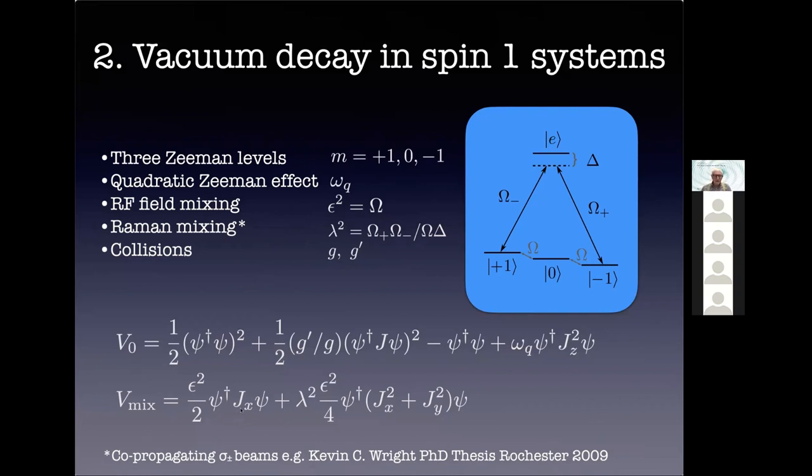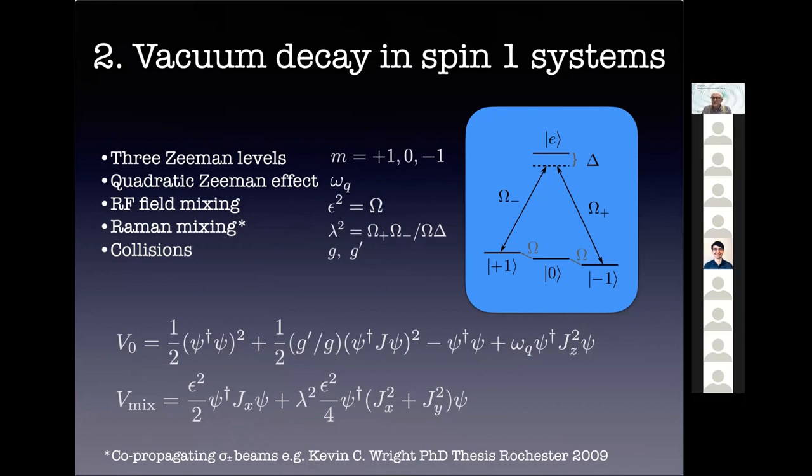The first one is the radio frequency mixing, which mixes the plus one zero and the zero minus one states. And then we have the Raman mixing, which mixes the plus one and the minus one states. So we need this fully mixed system in order to get the false vacuum decay I'm going to describe in just a moment. So this is a new system.